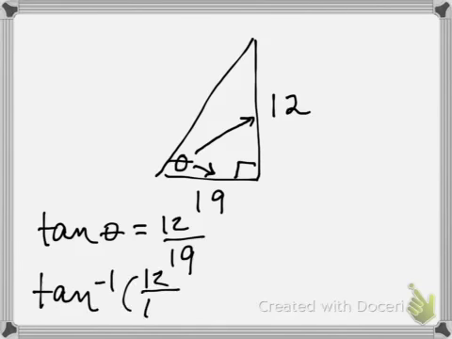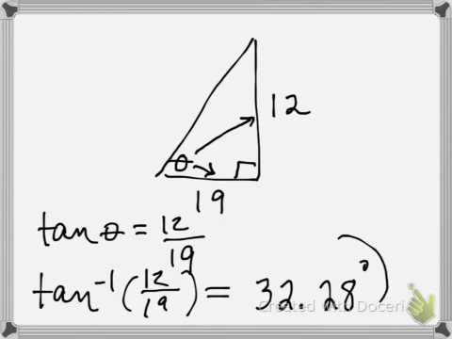So if I hit second tangent, and I put 12 divided by 19 and close my parentheses, and my calculator's in radians, I'm going to change it to degrees because I like degrees better for this kind of thing. So inverse tangent 12 divided by 19 comes out to 32.28 degrees. So that's my angle right there. So that's what it's asking me to do on this particular homework.